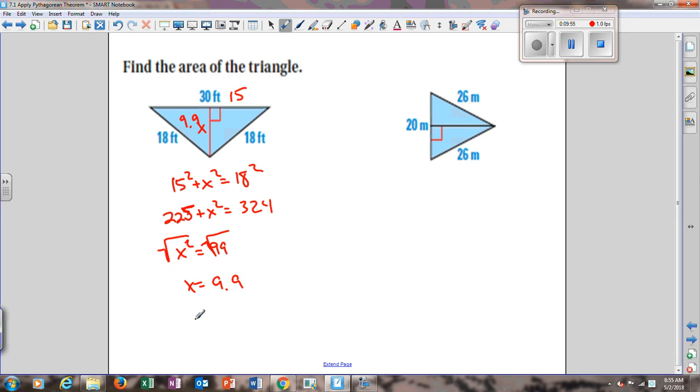And then you do area equals 1/2 of the base, which is 30, times the height, which is 9.9. That gives you 148.5. So we'll say area equals 148.5 square feet, or feet squared.